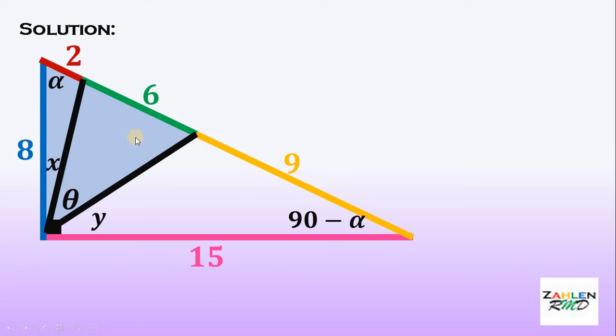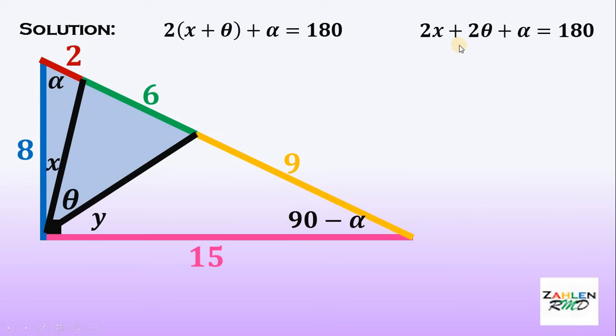And we know the base angles of an isosceles triangle are equal. If this angle is x plus theta, the other angle is simply x plus theta. Therefore, we can say that 2 times the base angle, x plus theta, plus alpha will give us 180 degrees, or the sum of all angles inside a triangle. Now simplify and we get 2x plus 2 theta plus alpha equals 180.